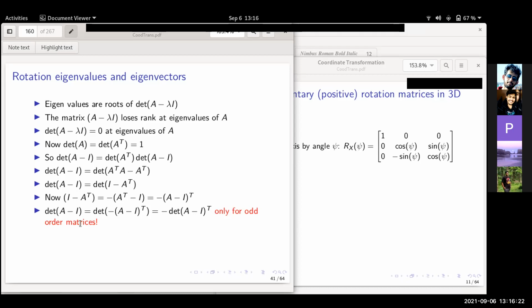Okay, so let us observe this thing slightly more carefully. Determinant of A minus I whole transpose is nothing but determinant of A minus I itself, because transpose is not playing any role. So when will you get this condition that the number and its negative are the same? Only when the number is 0. So that means determinant of A minus I is 0. So what does it indicate?